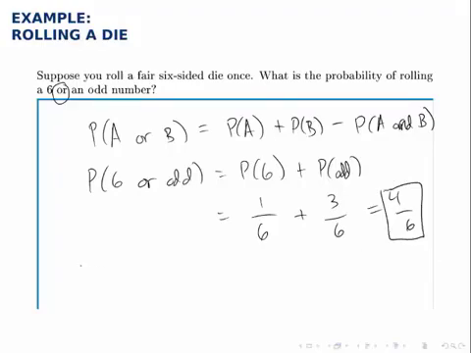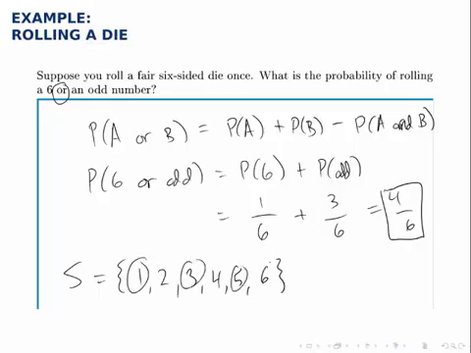The other way to do this problem is simply to list the sample space, or to picture it at least, and to think about how many outcomes correspond to either a 6 or an odd number. Well, all the odd numbers are 1, 3, 5, and then the 6 is the extra one. So there are 4 outcomes that correspond to the event that was specified, rolling a 6 or an odd number, and there are 6 total possibilities. So again, we get 4 divided by 6.